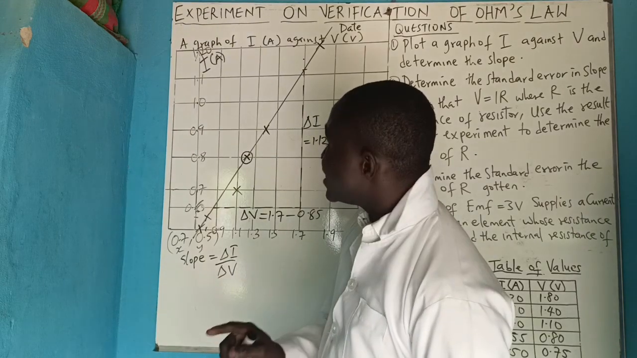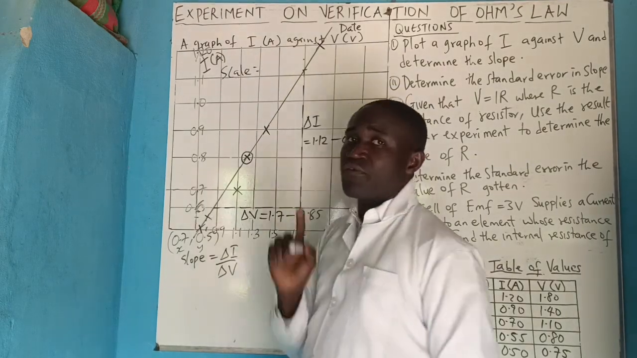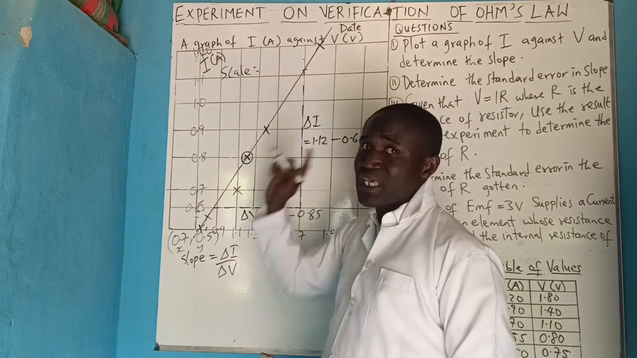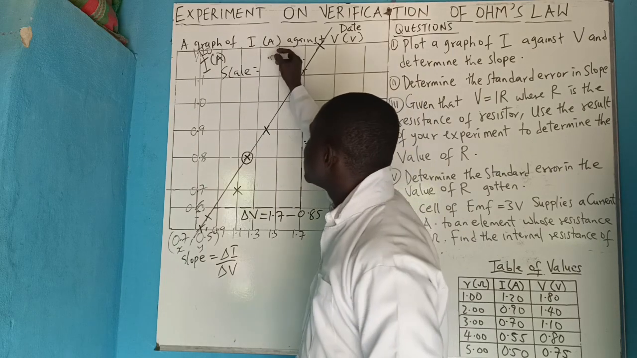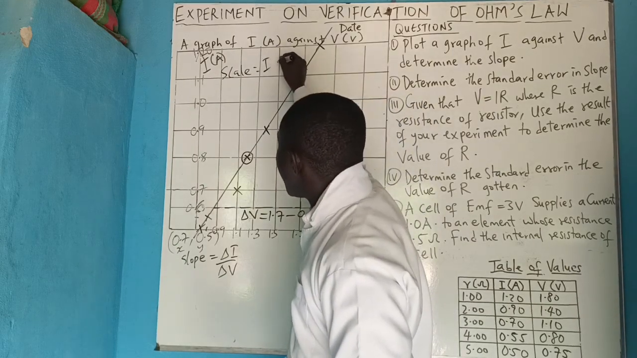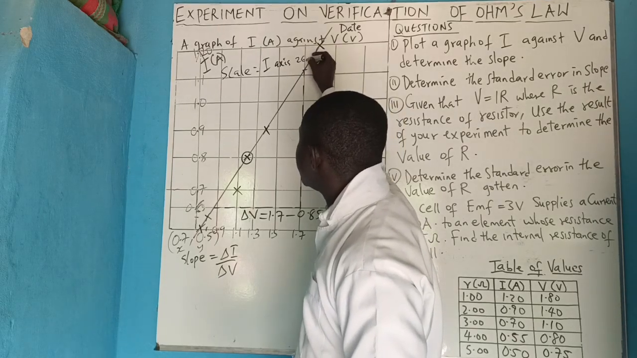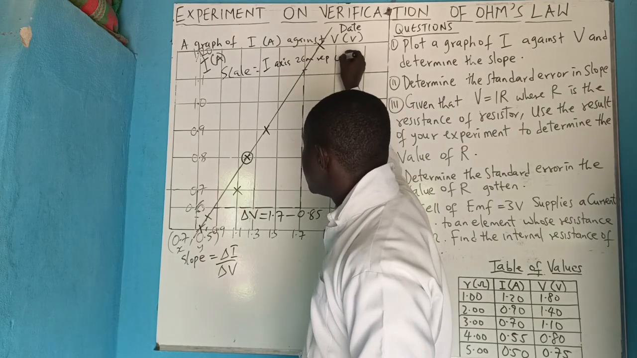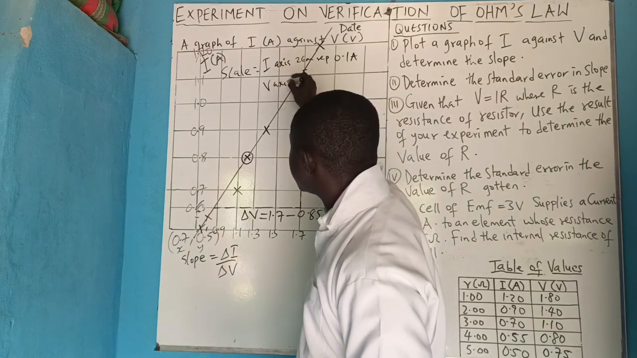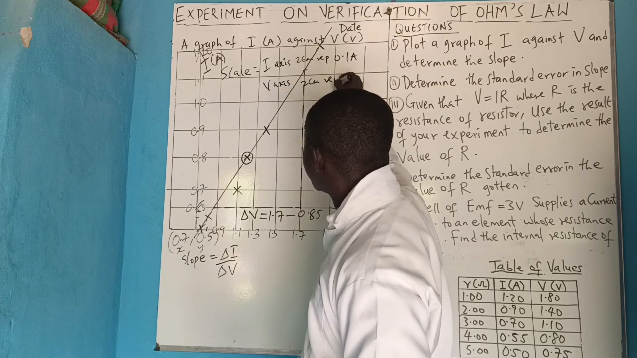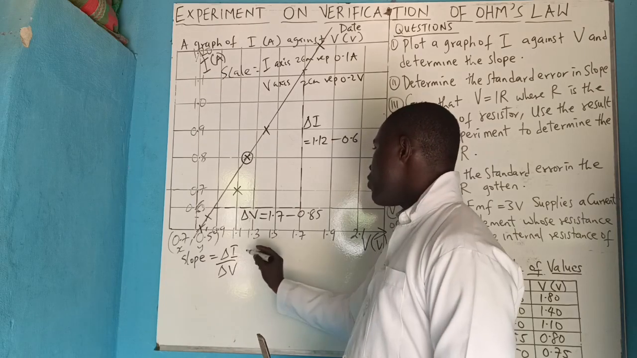V. Please don't forget to include your scale. If you watch any of my videos where I forgot to put my scale, please take that correction. Put the scale, don't forget it. In the I axis, 2 cm represents 0.1 ampere. In the V axis, 2 cm represents 0.2 volts. You include it so that the graph will look sweet.